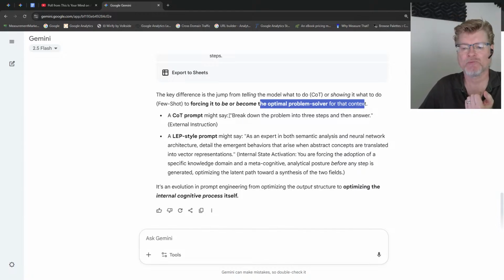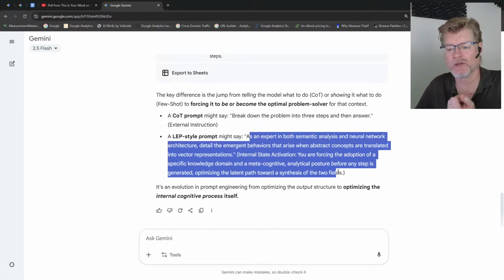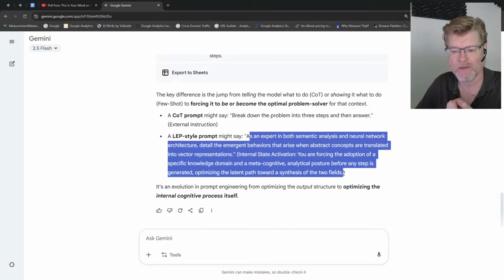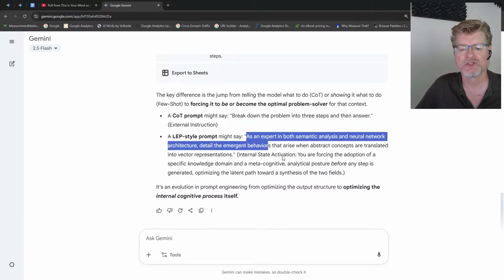So now we've got a prompt that says, break down the problem in 3 steps. It might say, this is a more useful version of an LEP style prompt, right? So that's kind of what this is saying. It's like, instead of just saying, hey, break down these things, it's do this, right?